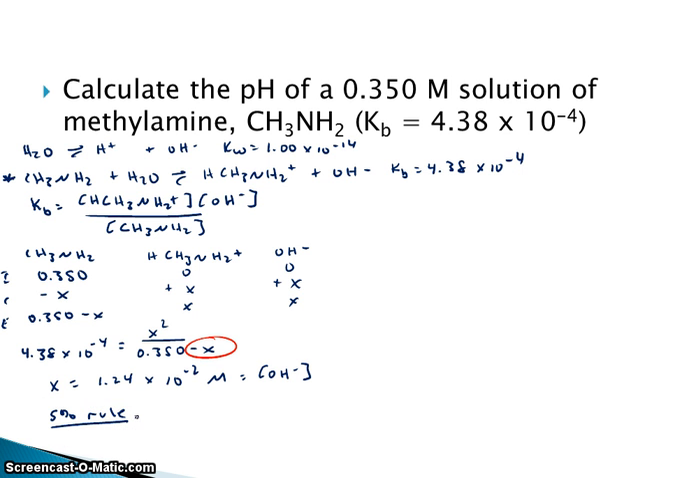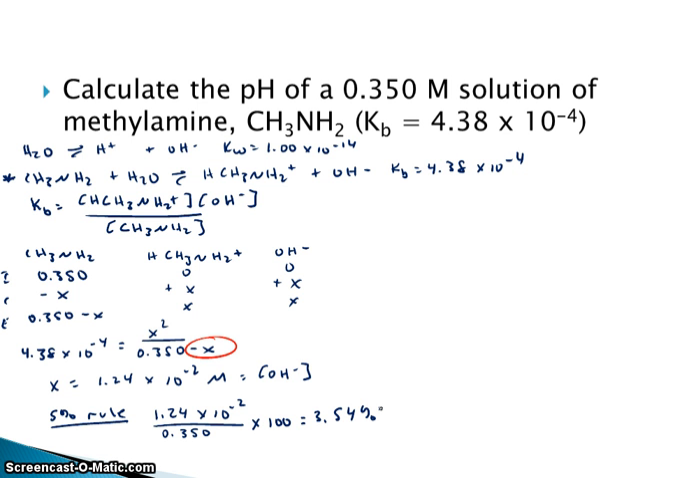Now, let's prove that that X is really insignificant, so we'll do our 5% rule. We'll take 1.24 times 10 to the minus 2 divided by the original concentration, which was 0.350, multiply it by 100, and that'll give us 3.54%. That's less than 5%, so our x is insignificant, and it was okay for us to solve the easy way.